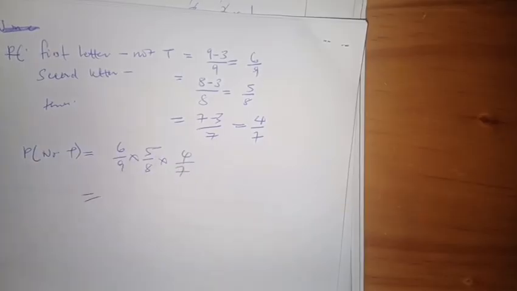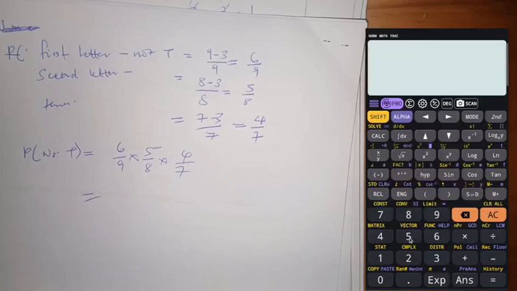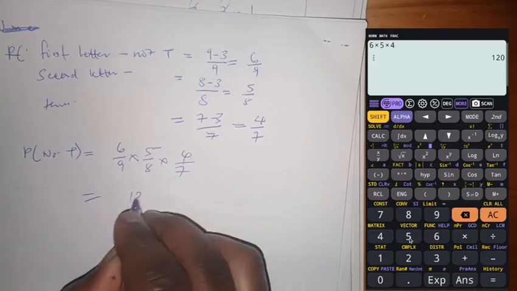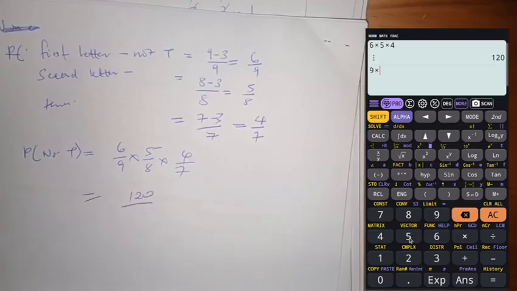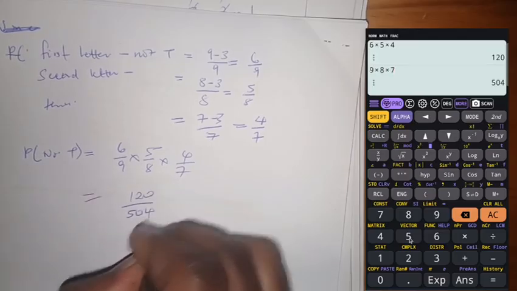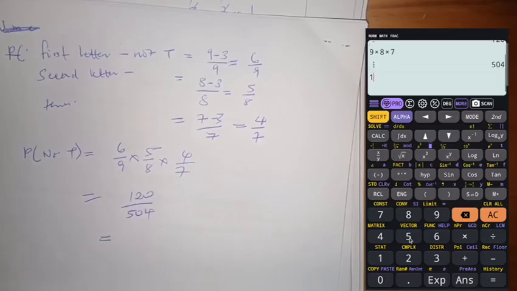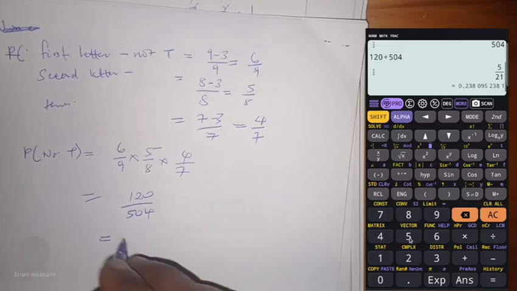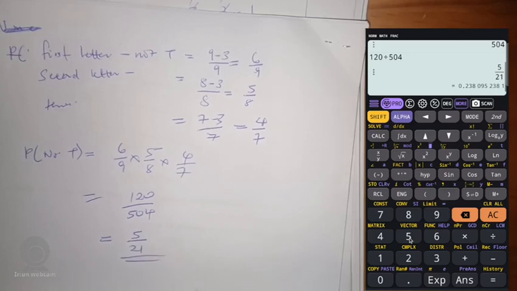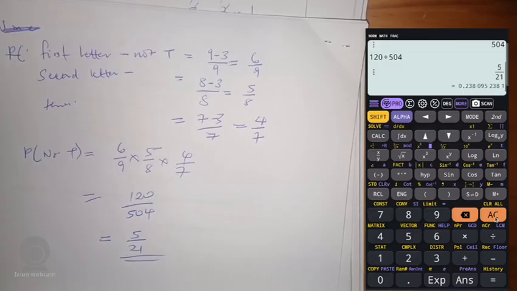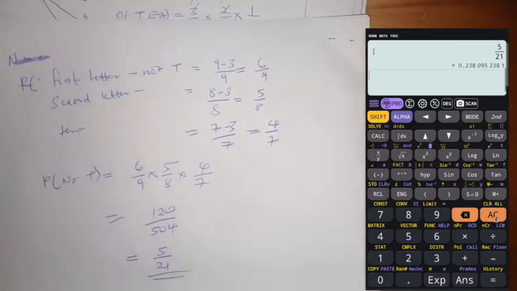Now let's use our calculator for that. 6 times 5 times 4 gives me 120, over 9 times 8 times 7, giving me 504. Can we simplify this? 120 divided by 504 simplifies to 5 over 21. That's the final answer for this one. Let's move into the next question.